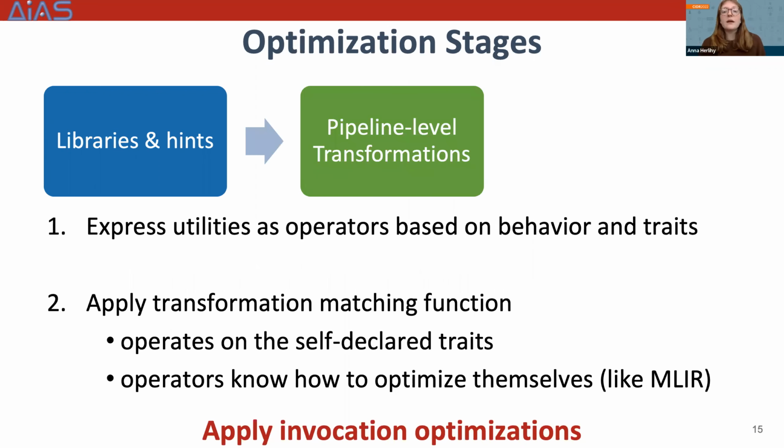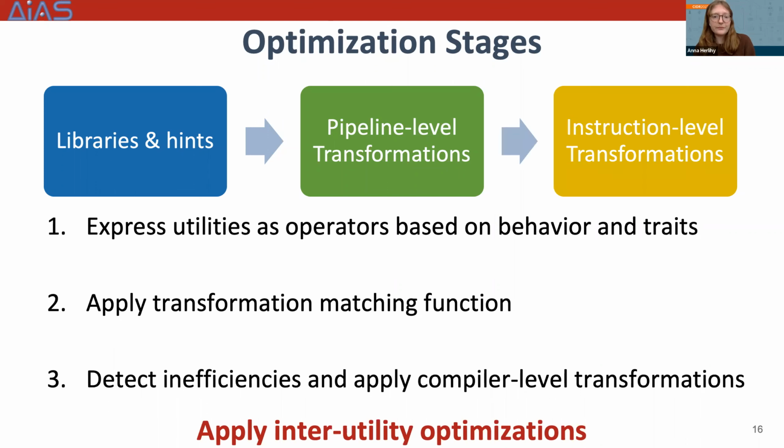In the next phase, we apply pipeline level transformations to the pipeline. So instead of how in a traditional database, the optimization rules know about operators, here the operators know about their own optimization opportunities. In this case, it is similar to MLIR in that the operators know how to optimize themselves. In this phase, we apply entire pipeline optimizations like, for example, injecting parallelization operators. And then in the last phase, we detect inter-operator inefficiencies, and then we instrument the binaries so that they can be run with instruction level optimizations.